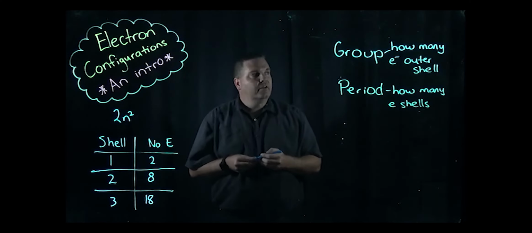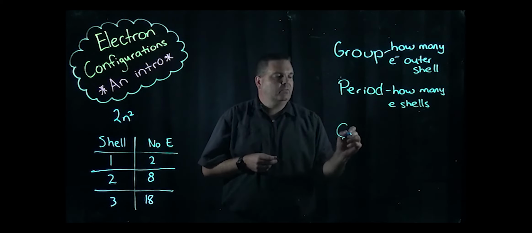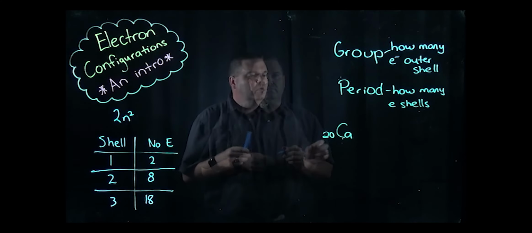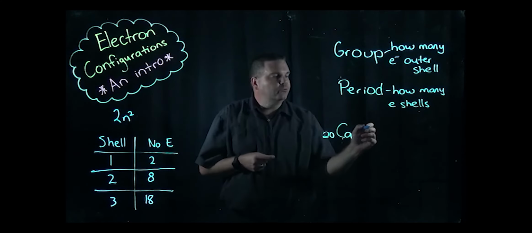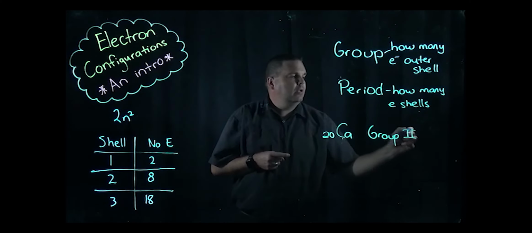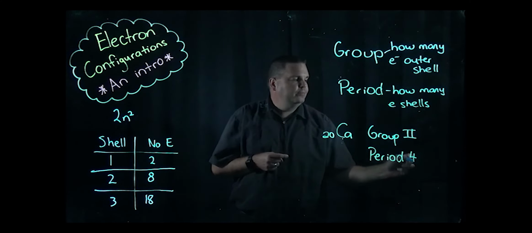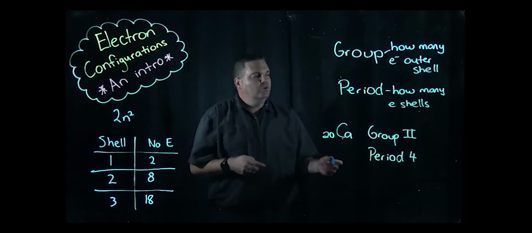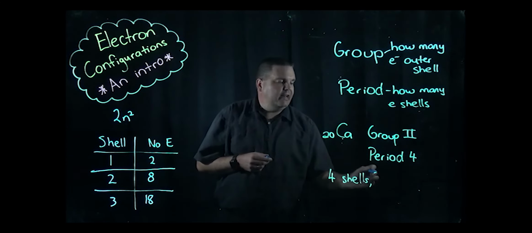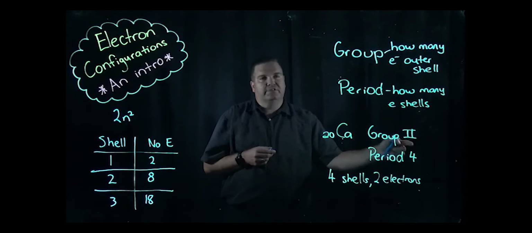Let me give an example. Let's look at calcium, atomic number 20. It is in group 2 on the periodic table, and it's in period 4. So straight away from looking at that, we can tell that it has 4 electron shells, and it has 2 electrons in the outer shell. That's what the group number tells us.